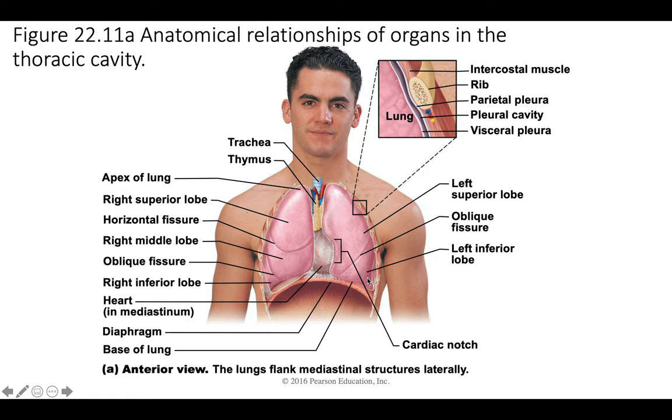On the right side, we have the right superior lobe, the right middle lobe, and then we have the right inferior lobe. The oblique fissure over here is going to separate the middle from the inferior lobe, and then the horizontal fissure will separate the superior lobe from the middle lobe.